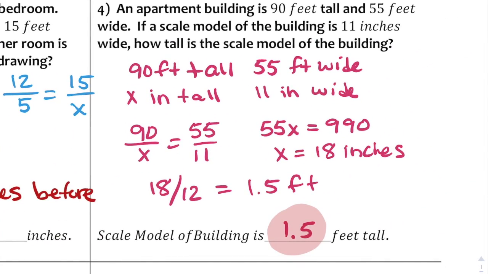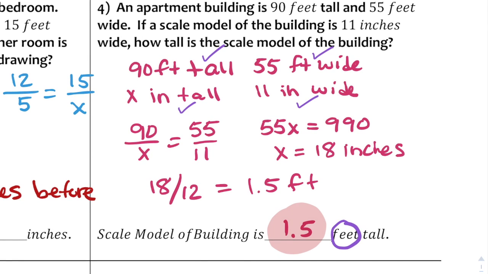An apartment building is 90 feet tall. This has to be in feet. It's 55 feet wide. If the scale model is 11 inches, okay, so I have 90 feet tall and 55 feet wide. I don't know how tall the model is, but I know it's 11 inches wide. That's fine. I'm going to solve this. I'm going to solve it for inches, but then I need to convert it to feet afterwards because that's how the answer is given, in feet.